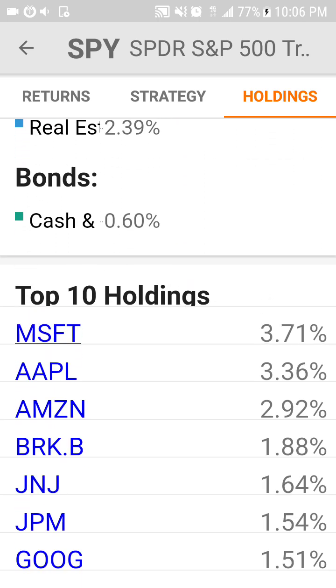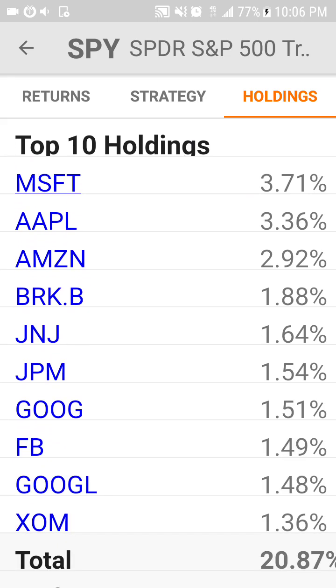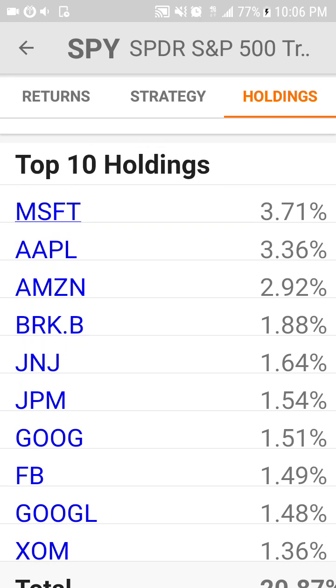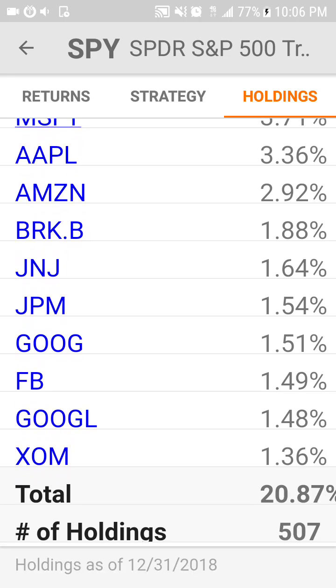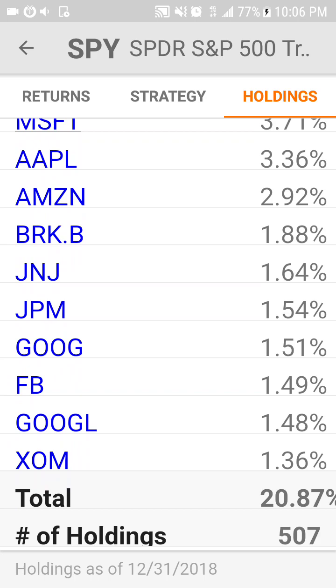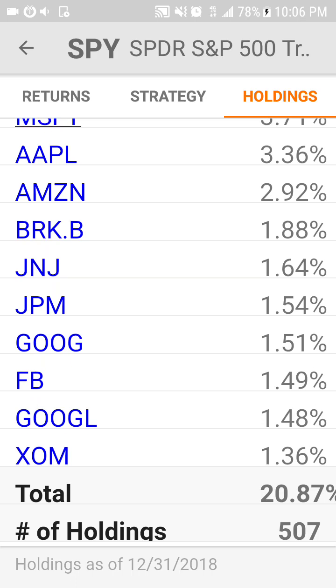And under that you can see the top 10 holdings: Microsoft, Apple, Amazon, Berkshire Hathaway, Johnson & Johnson, JP Morgan, Google, Facebook, and ExxonMobil. To the right of that, you can see the percentage breakdown. Added up, 20.87% of the portfolio is made up of these top 10 holdings. And the number of holdings in this ETF is 507. So if you buy this S&P 500 Spider ETF, you get exposure to 507 companies.